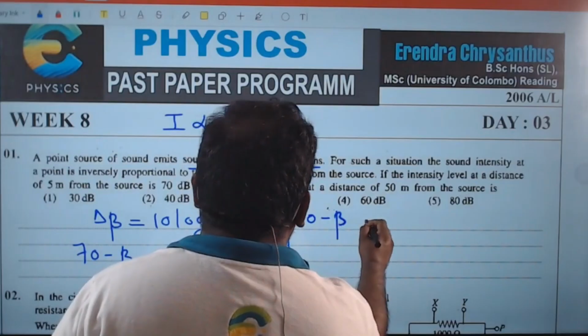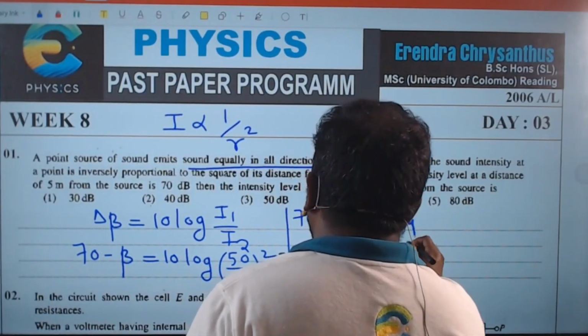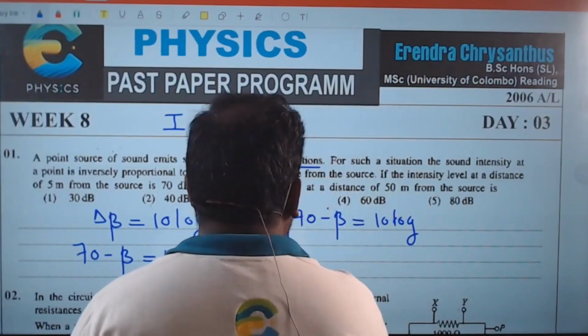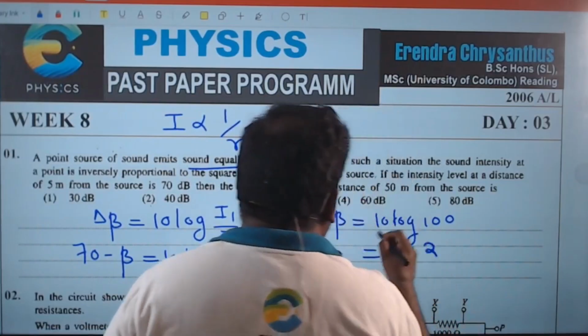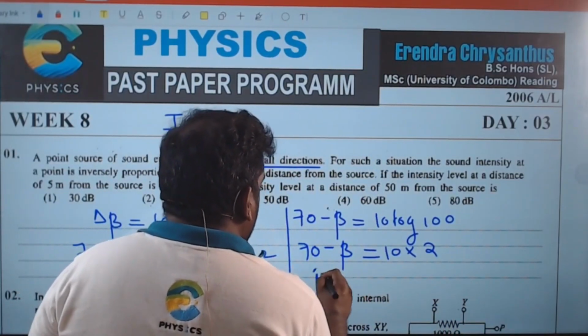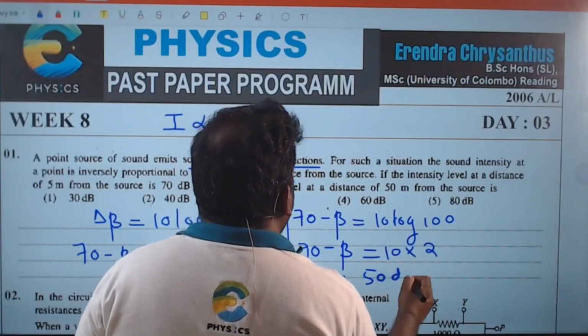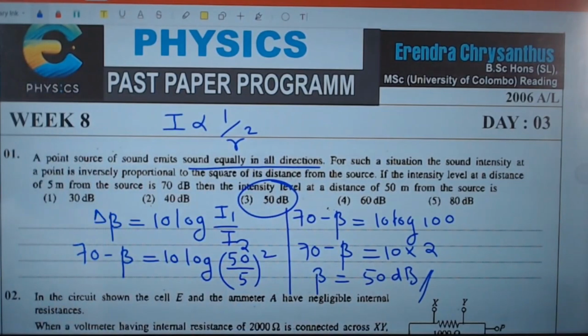70 minus beta is 10 log 100. Log 100 is 2. Beta is equal to 50 decibels. So 50 decibel, answer 3.